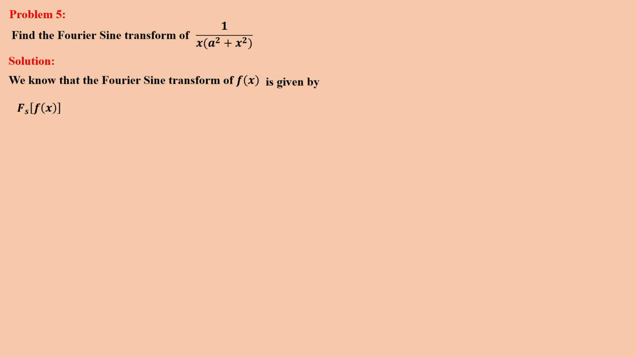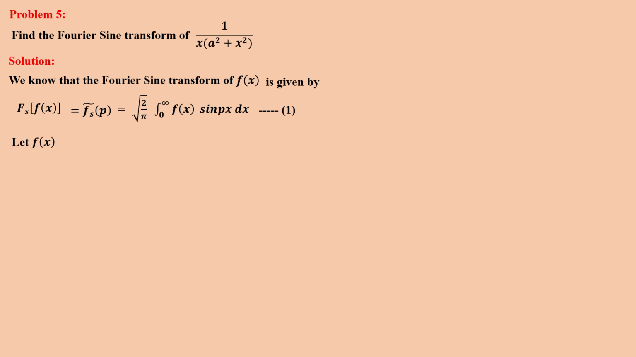Find the Fourier sine transform of 1 by x(a² + x²). We know the Fourier sine transform of f(x) is given by Fs[f(x)] = Fs bar of p, which is equal to root of 2 divided by pi integral 0 to infinity f(x) sin px dx. That is equation number 1.